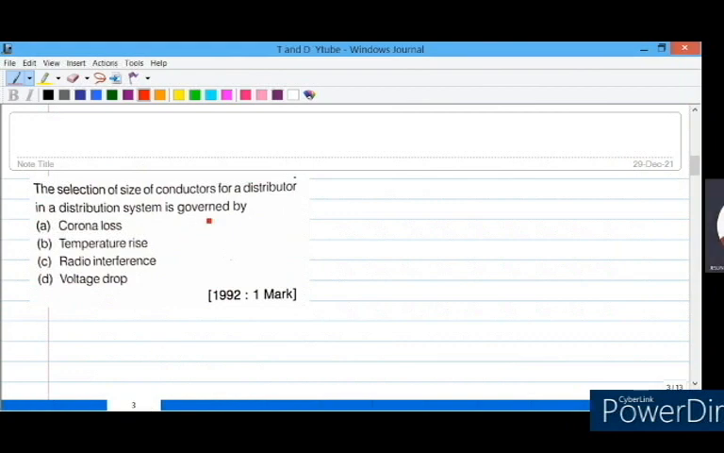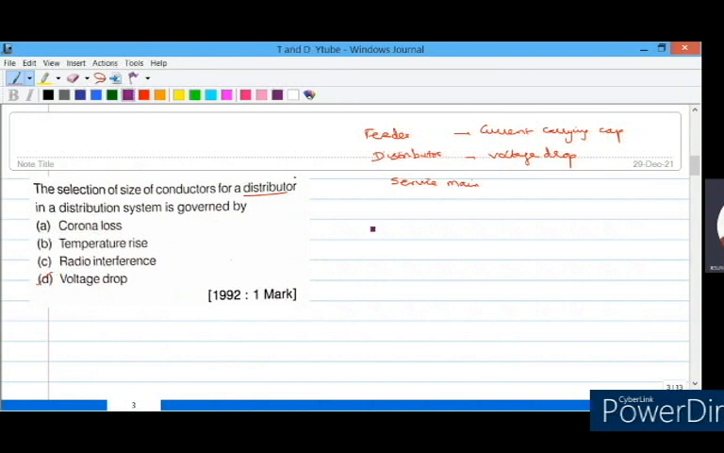The selection of size of conductors for a distributor in a distribution system is. We know in a distribution system we have feeders and then we have distributors, then we have service means. The design is based on, for feeder it is based on the current carrying capacity, and for distributor it is based on the voltage drop. The option here, it is voltage drop.